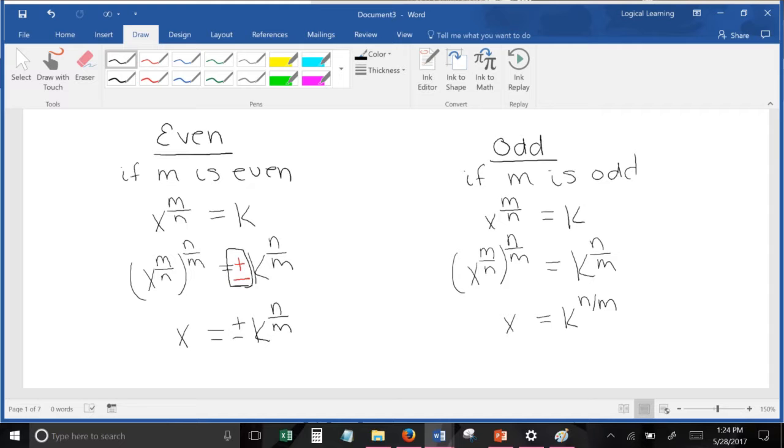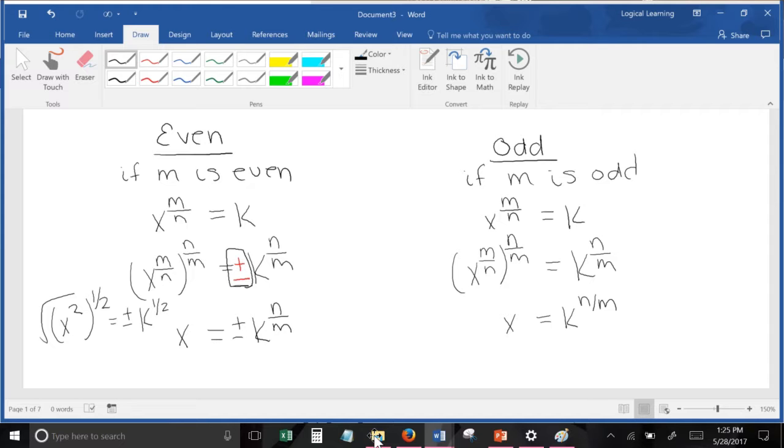And if you think about this, if this was just x squared, then we would want to raise it to the 1/2, which is taking the square root. And when we take the square root, we have to take the plus or minus square root on the other side. K to the 1/2 we'd have over here. So we're just doing the exact same thing.